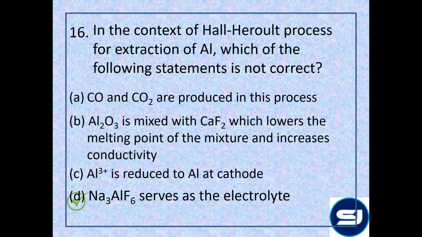In fact, CaF2 is mixed with alumina for lowering the melting point of alumina and increasing the conductivity. And because alumina is the electrolyte, the Al3+ ion is reduced to aluminium at the cathode, and this is how the aluminium gets extracted by the electrolytic process. And graphite electrodes are used, which oxidize to produce carbon monoxide and carbon dioxide. Okay, so don't worry about this question if you are not comfortable as of now, because once metallurgy is done, you will be able to understand this.